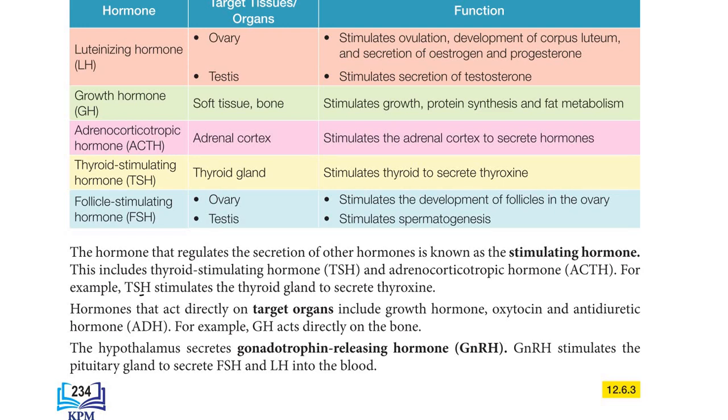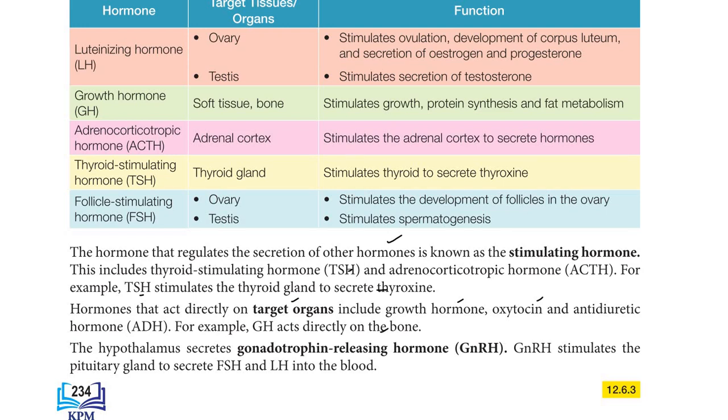Let us continue with the below explanation here. So let us read first, then I will explain. The hormone that regulates the secretion of other hormones is known as the stimulating hormone. This includes thyroid stimulating hormone (TSH) and adrenocorticotropic hormone (ACTH). For example, TSH stimulates the thyroid gland to secrete thyroxine. Hormones that act directly on target organs include growth hormone, oxytocin, and antidiuretic hormone (ADH). For example, GH acts directly on the bone.